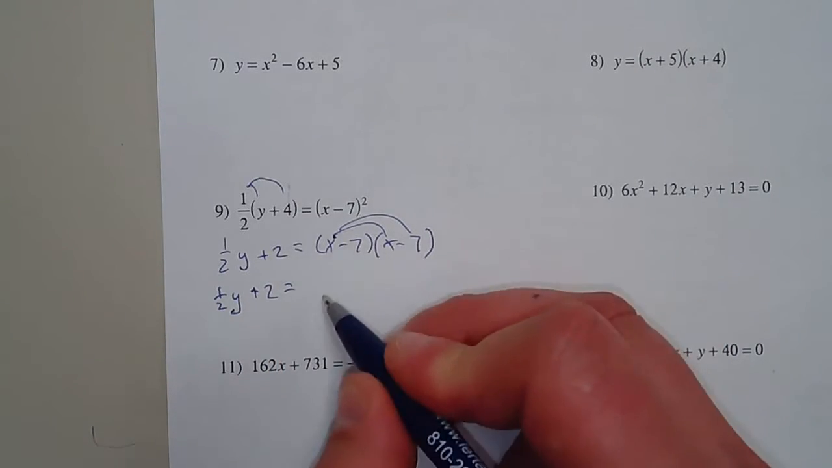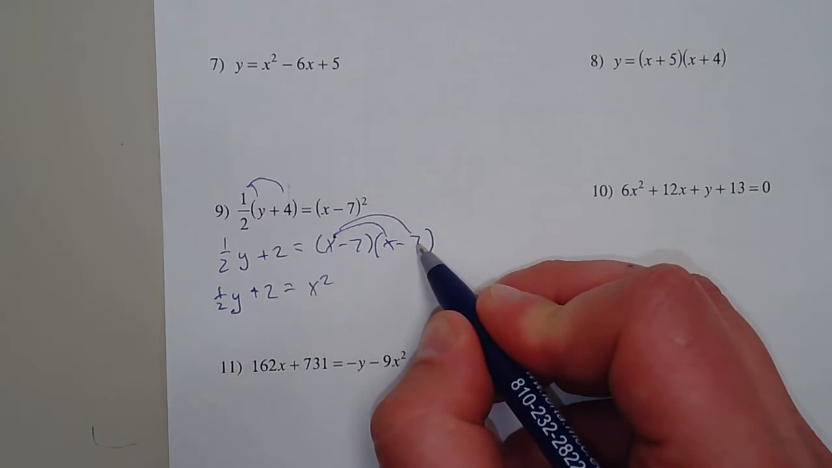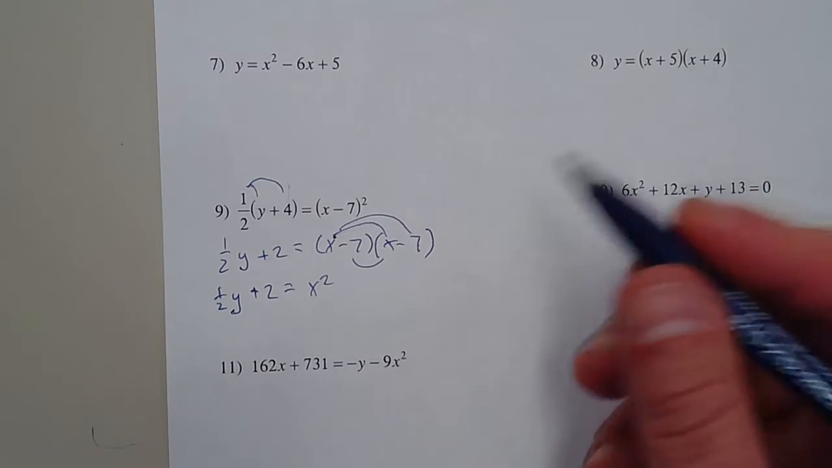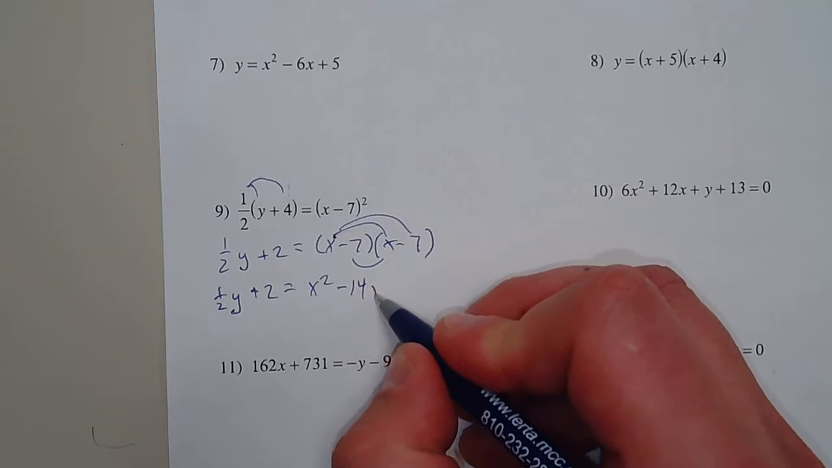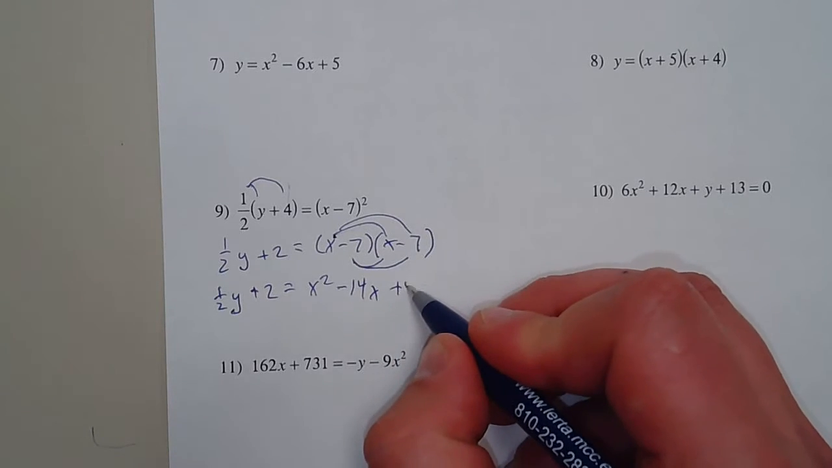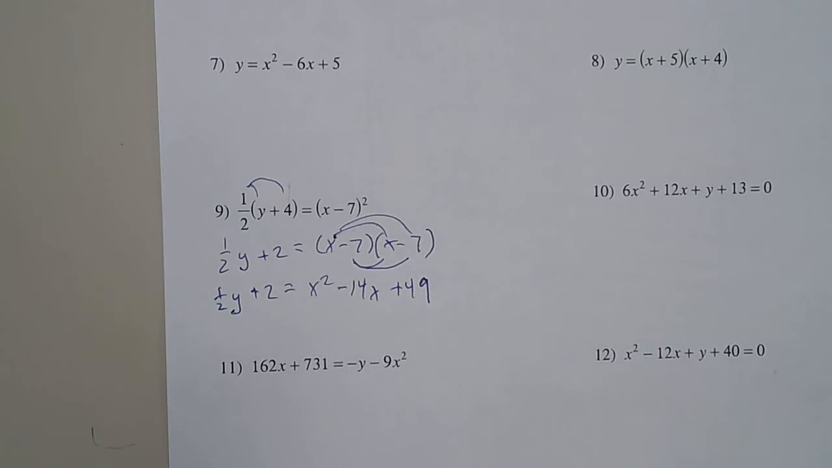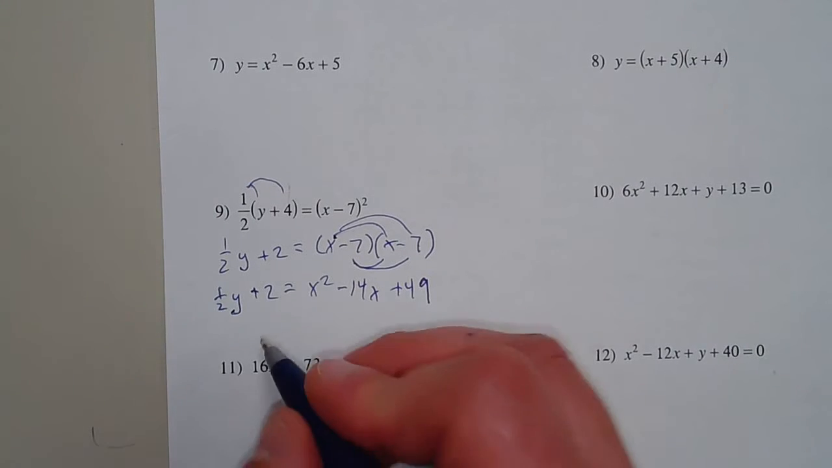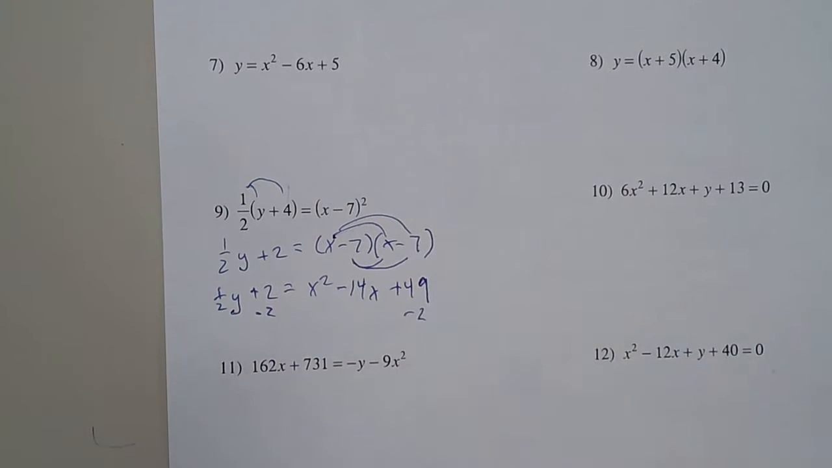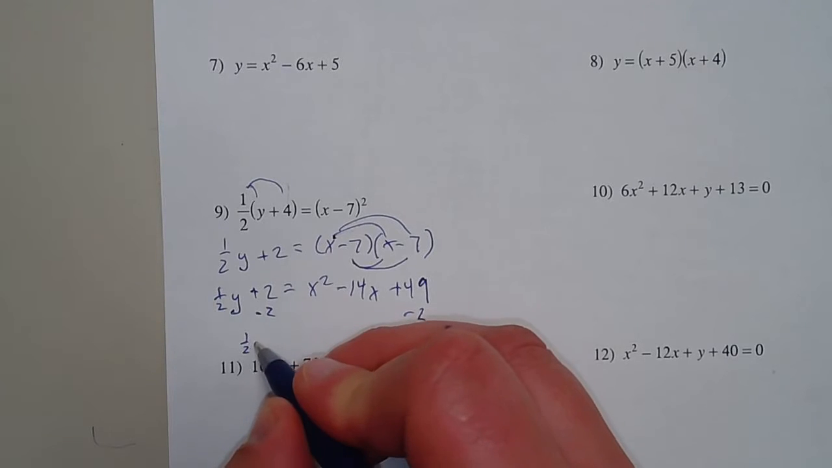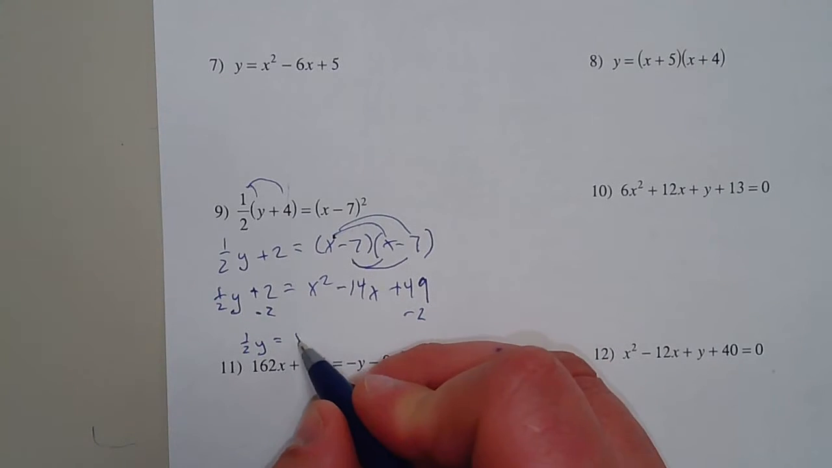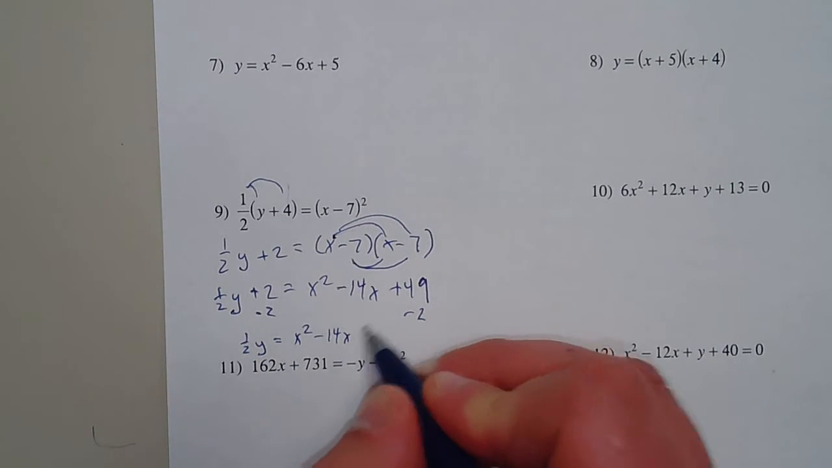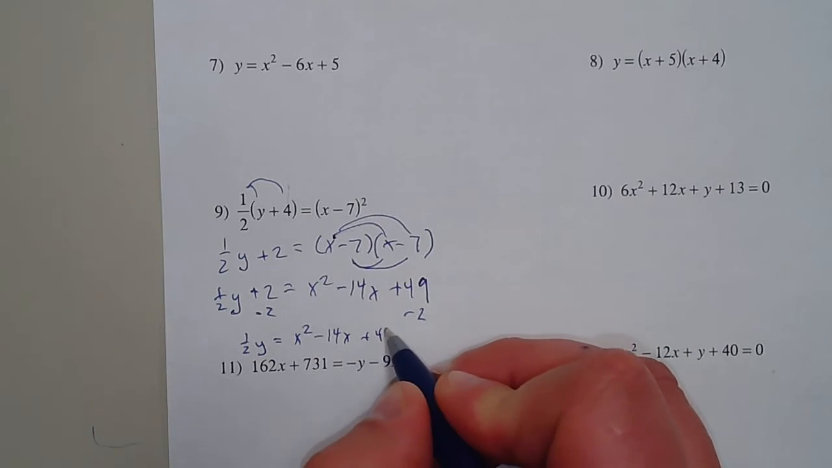I'm going to get x squared. I'm going to get a minus 7x. I'm going to get another minus 7x. So that's minus 14x. And I'm going to get a plus 49. All right, I'm actually pretty close to standard form here. So this needs to get subtracted over. So then I'm going to have 1 half y equals x squared minus 14x, and that'll be plus 47.